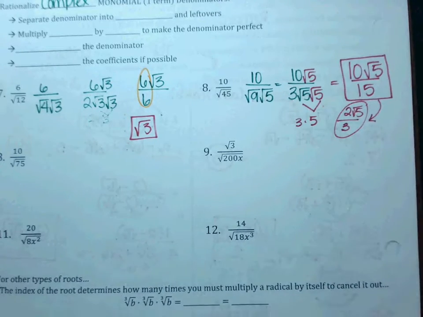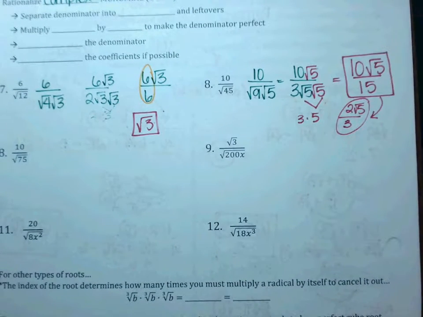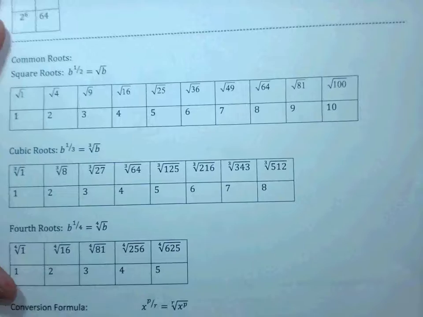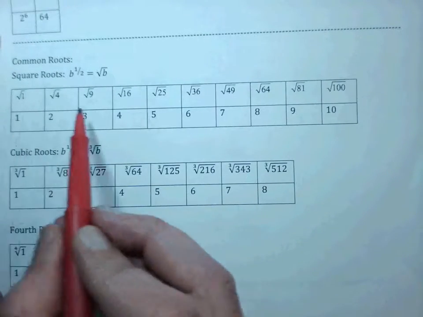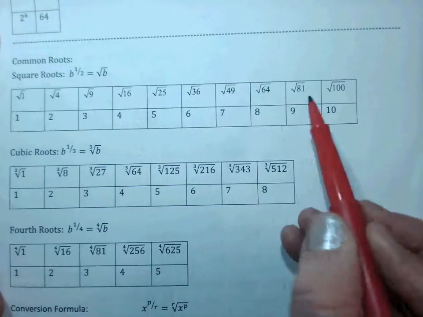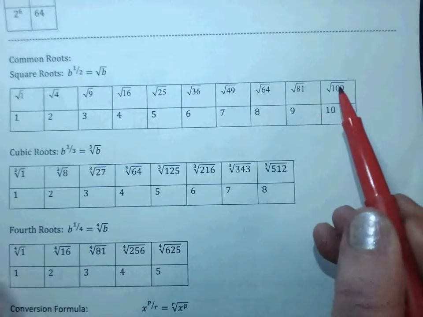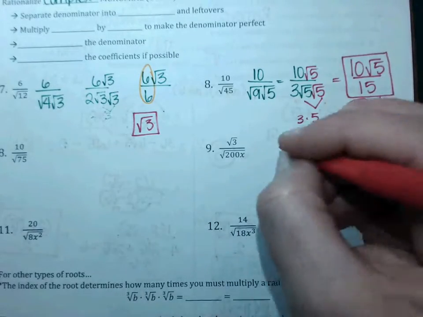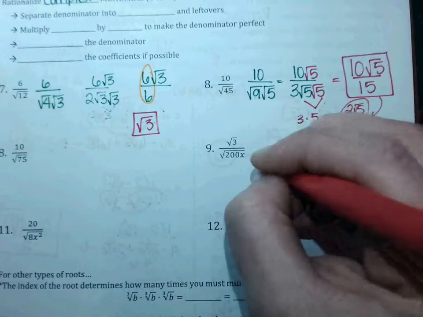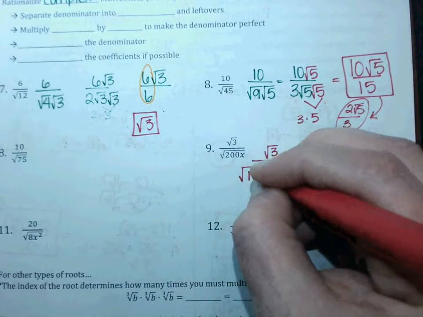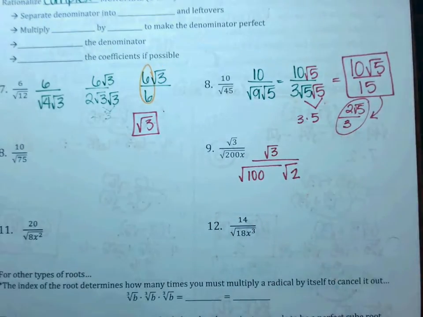Let's get down and do number 9. Okay, look at the bottom. 200 is my number. I'm putting my list up here for you. Okay, what can 200 divide by off my list? 100. 100 times what? 2. So I have root 3 on top, and then I have 100 times 2. I'm not doing that right now. Okay? You have enough other things to occupy you.